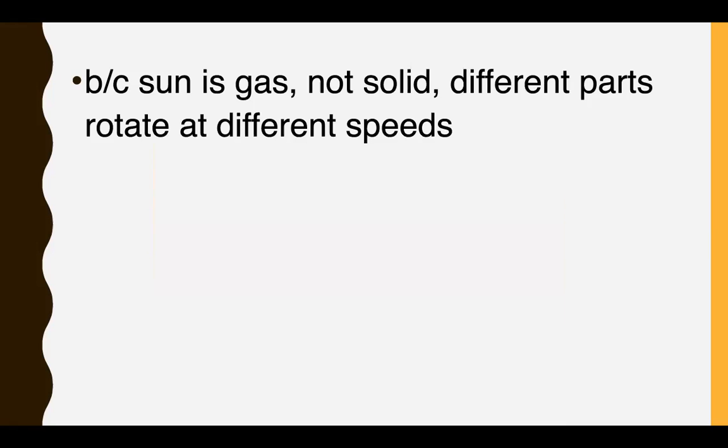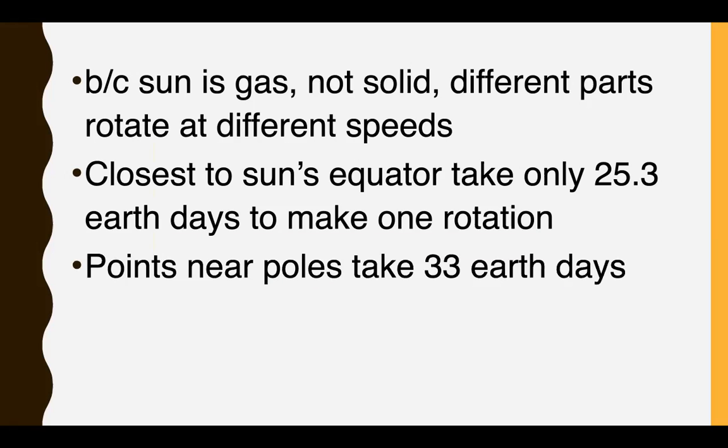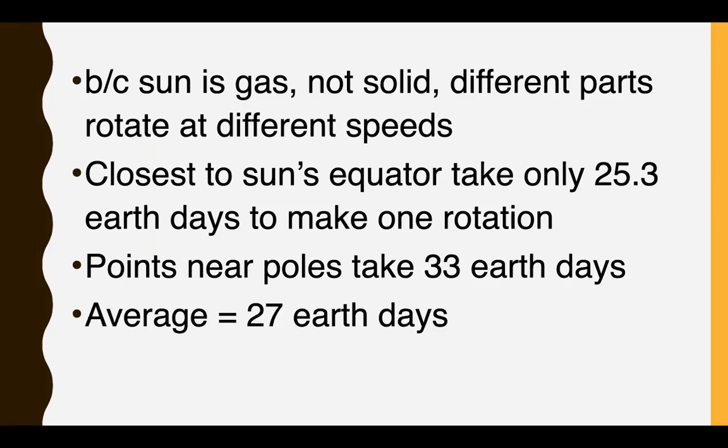Because if you compare it to the rotation of Earth, Earth is solid on the outside, and so the whole outside of the Earth spins at the same speed. But the sun doesn't do that because it's a gas. Closer to the sun's equator, it only takes 25.3 Earth days to make one rotation. But at the poles, it takes almost 33 days. So the poles rotate much slower than the equator does. And that's going to have a huge effect on the magnetic fields. The average for overall the sun is one rotation every 27 Earth days.